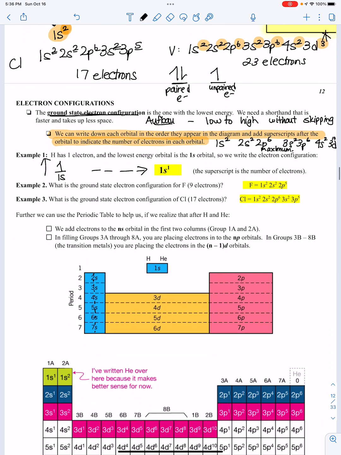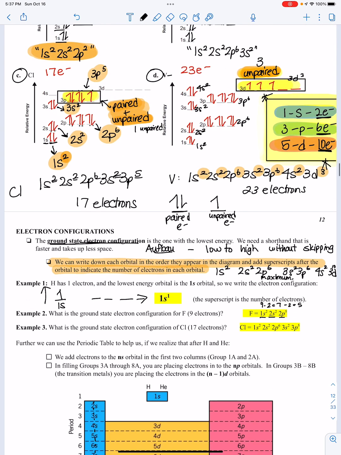Here's another example, ground state electron configuration for fluorine. Fluorine only has 9 electrons. We could do an orbital diagram, or I could just keep on going. I could do 1s2, 9 minus 2, I've got 7 left. The next one is 2s2, minus 2, I've got 5 left. The next one after the 2s is the 2p. I could put 6 in the p, I have 5, so I could put all 5 in that p. 1s2, 2s2, 2p5. And then we already did the electron configuration for chlorine. It matches the one that we did here.